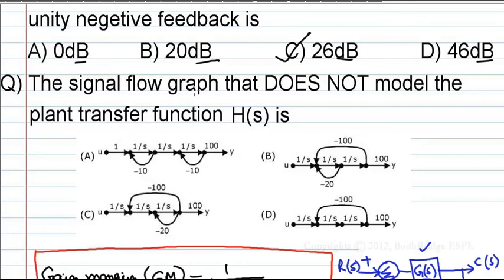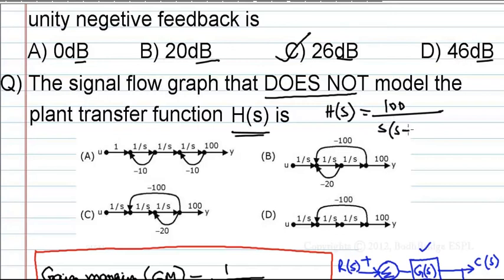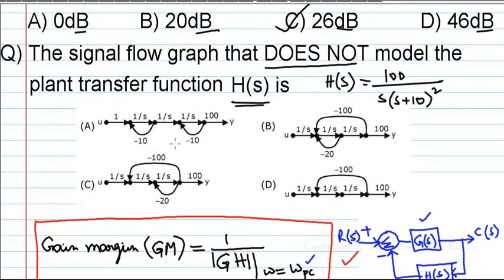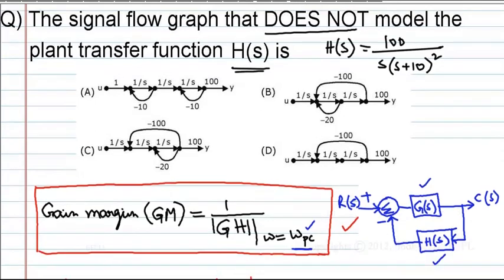He's asking which signal flow graph does not model H of S. If you remember, H of S is given as 100 by S into S plus 10 whole square. You should check which of the following does not give this. This is a basic question on Mason's gain formula. We'll check option A first.